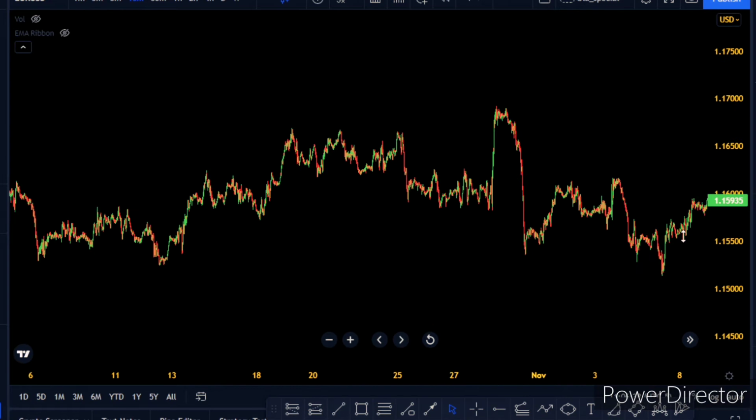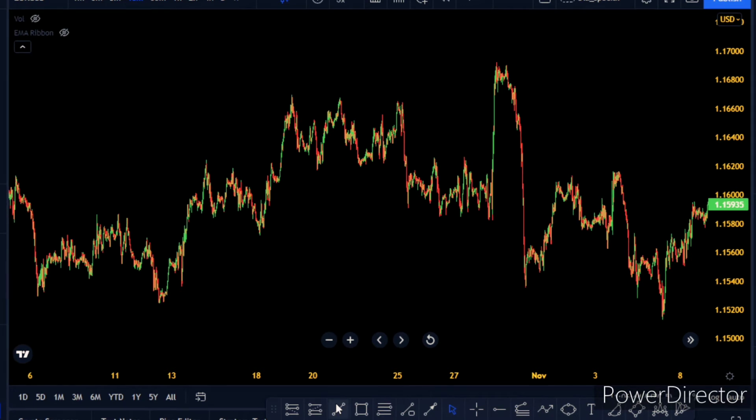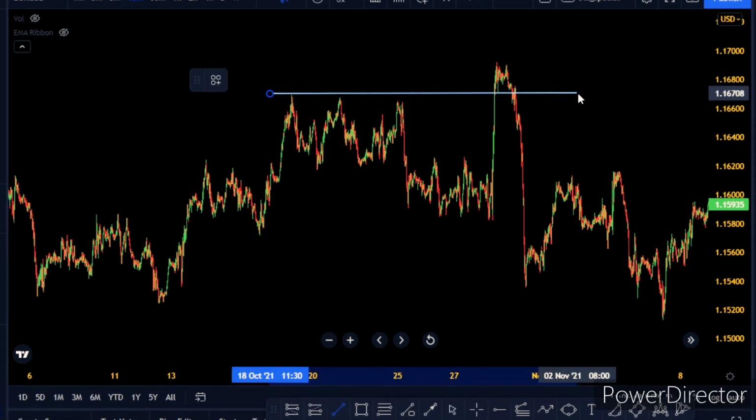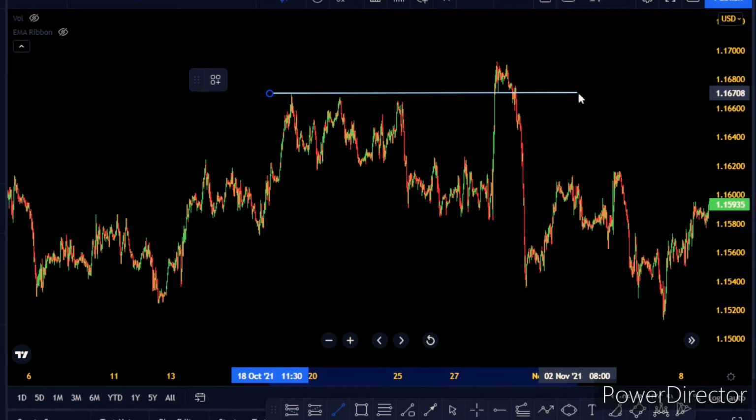This implies that when a market is testing a particular level so many times, the more the market tests it, the more possible it is for it to be broken anytime. So I hope you can see what I'm drawing. Now, to draw a perfect support and resistance level, some people don't know this, but I'm just going to share tips with you on how to draw a perfect support and resistance level.